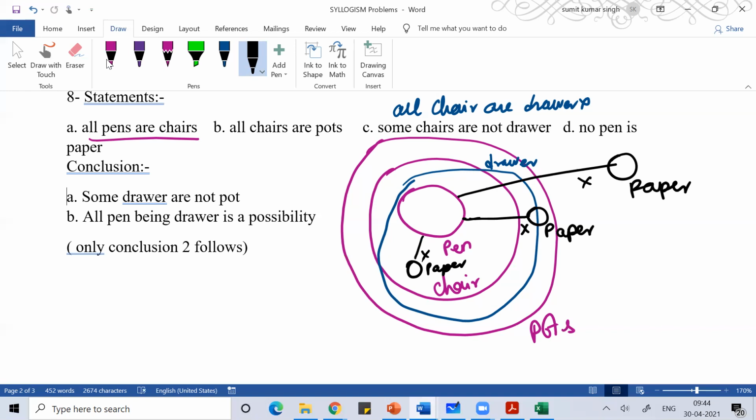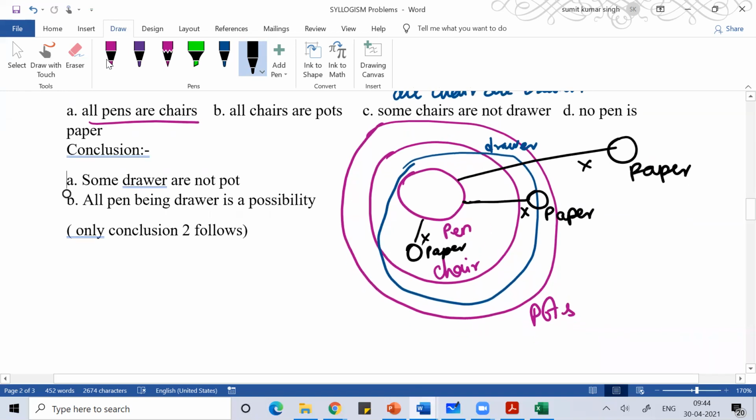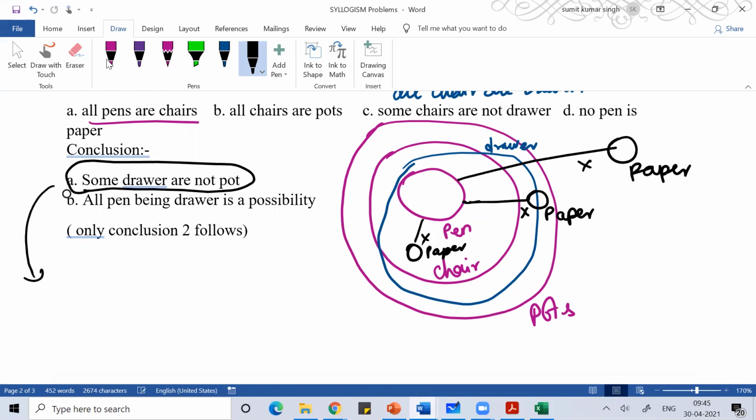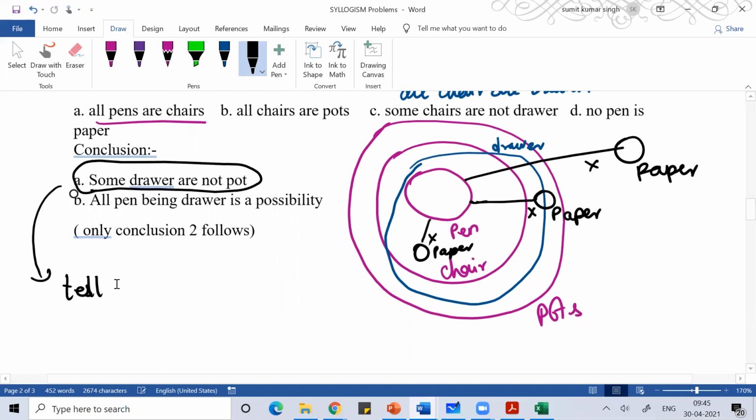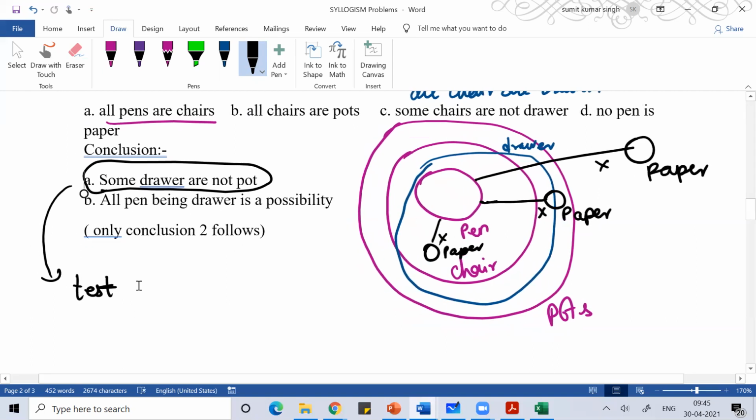Okay, so the first conclusion is some drawers are not pot. Whenever you get a conclusion like this, where there's a "some not" given, the best way to do this problem is to test the opposite: test all drawers are pot. You test this if you have to check that some drawers are not pot.